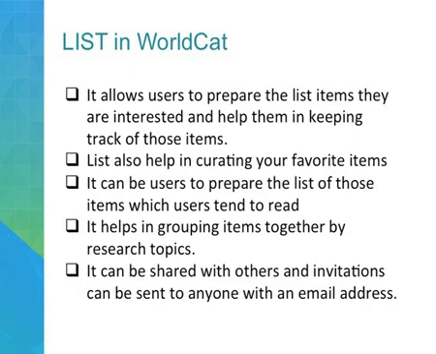It can be used to prepare a list of those items which users intend to read. So, in advance, when researchers decide the objective of the study, they can list out the different books they intend to read during the course of the research work. It helps in grouping items together by research topic. Another utility of the list is that it can be shared with others, and an invitation can be sent to anyone with an email. So, once you compile the list, you can also share it with your peers and discuss it. There are lots of advantages of this service in WorldCat, and that is the list.